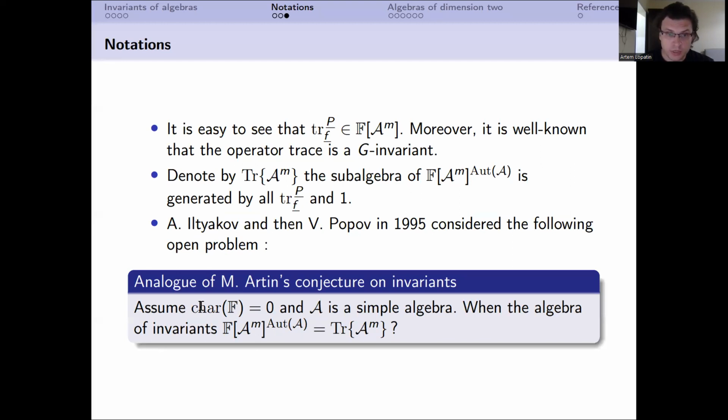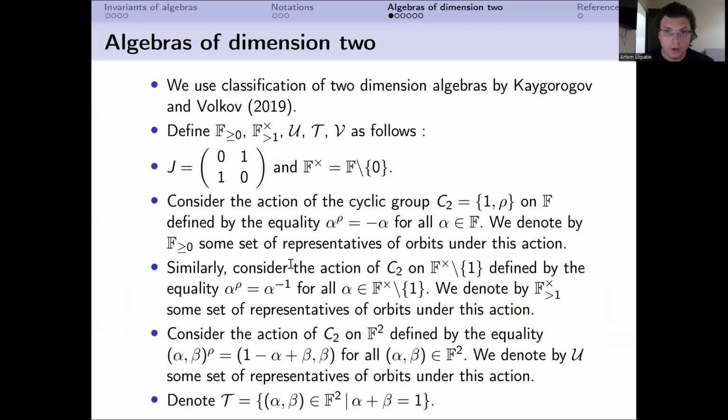And so now we have the following question. We have our field of characteristic 0. We have some algebra A, which is simple. And so we're asking, do we have equality or not? Okay. And so my talk is dedicated to the case of algebras of dimension 2.